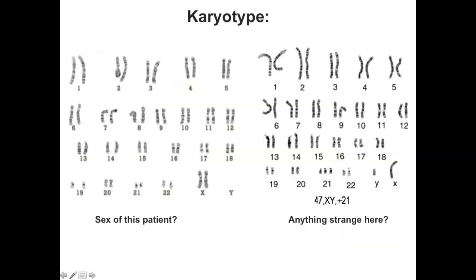Here is another couple of karyotypes. They're black and white. What's the sex of this patient here? Well, we can see we have 2 X's, so we are a female, right? This patient's female. And is there anything strange here? So it turns out, if you look carefully, look at chromosome number 21. This one has 3 chromosomes 21. This is known as trisomy 21.